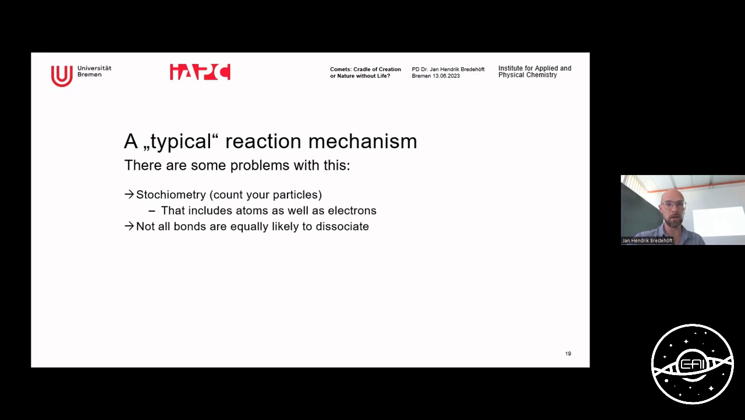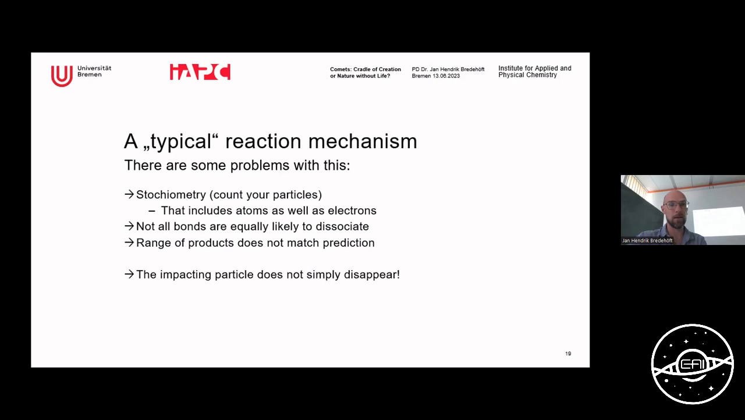So the model that you strip all the atoms apart and reassemble them in some other way doesn't really hold very well. Another thing is that the range of products in this kind of view, or the predictions of these kinds of models, very often don't match the range of products that we actually find. And the very, very big thing is the impacting particle does not simply disappear. If there's a fast electron or an ion or something, this is not only there to deliver energy, but these particles can and will also participate in reactions. And the one question I ask the most when I read something like this is, people talk about ionizing radiation, and then they have absolutely no ions in their reaction schemes.